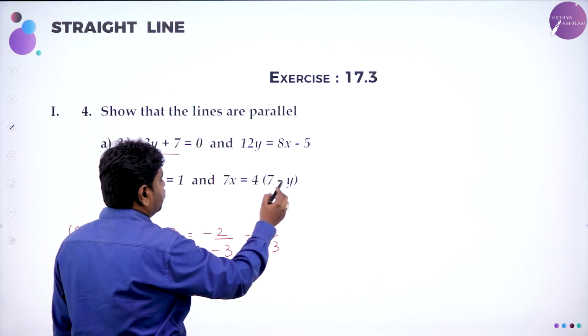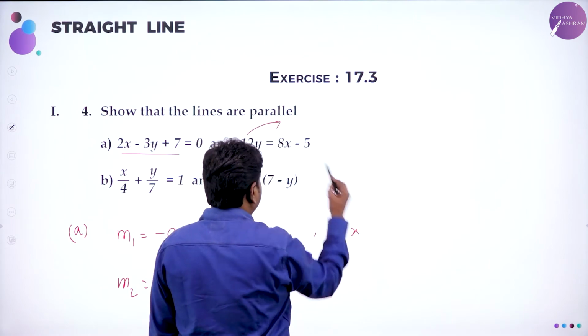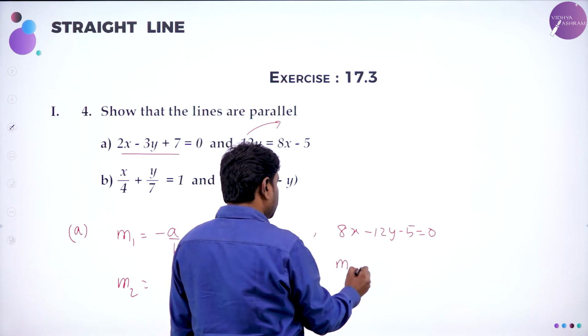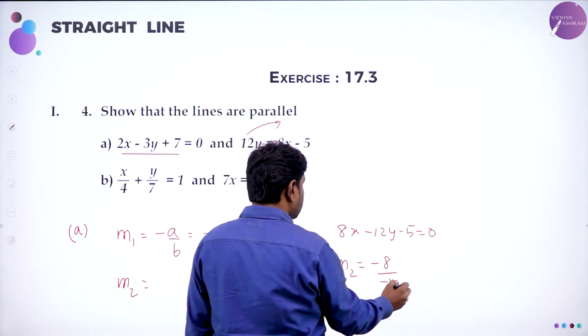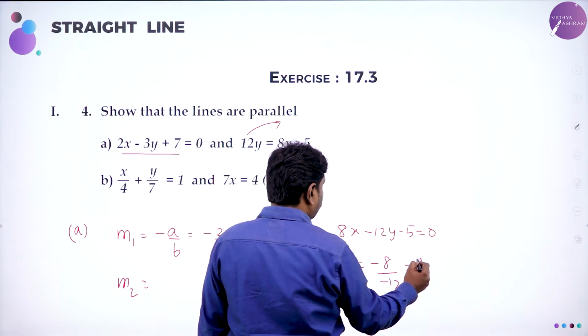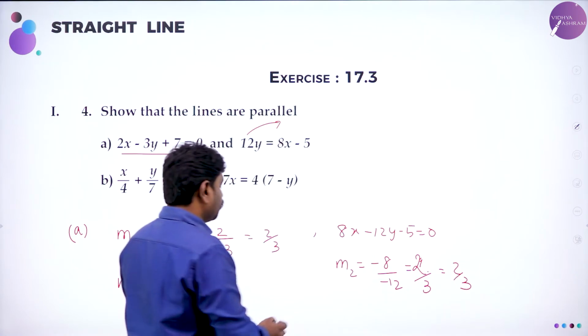And m2 means the second line. For the second line, first rearrange. Can I write it as 8x, transfer 12y to the RHS, minus 12y minus 5 equal to 0. Then you will have m2. What is m2? Minus 8 by minus 12. Minus minus cancels. 4 2s are 8 and 4 3s are 12. Again you will get 2 by 3.